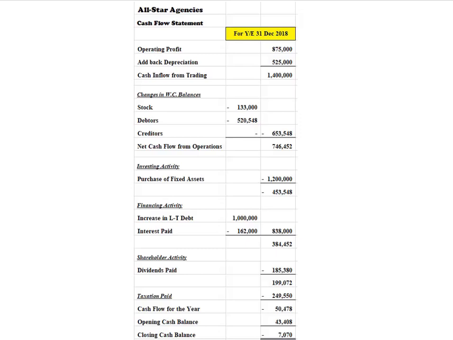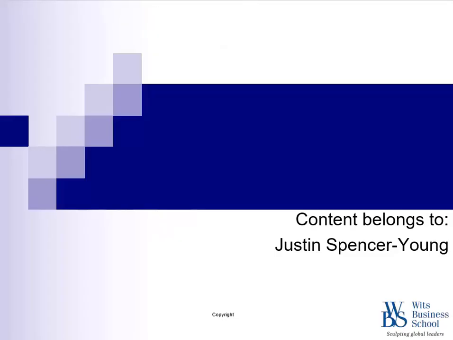All right, so I hope that gives you some indication of how the cash flow for All-Star works and how to find those cash items in the income statement and balance sheet and construct a cash flow statement for a business. Again, the best thing is to go and practice some other examples in order to get better at this.